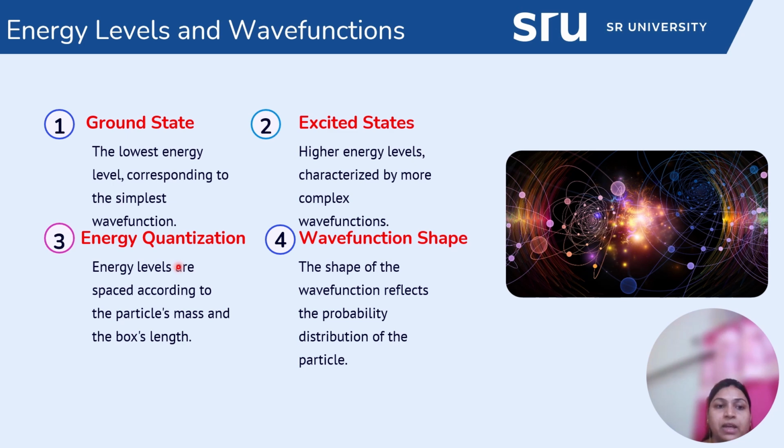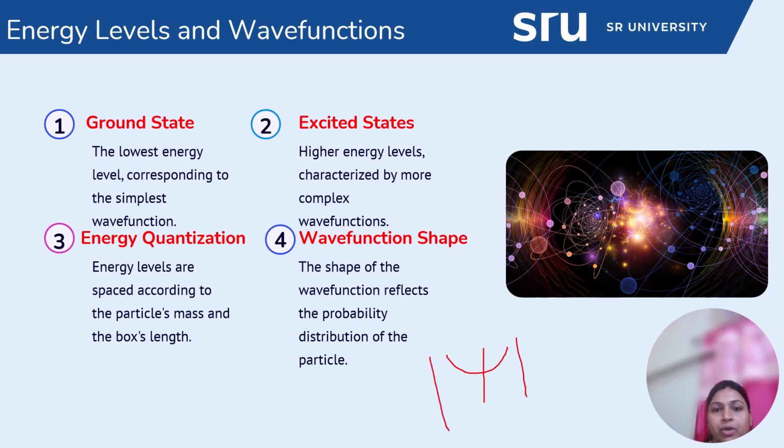We will find the energy of the ground state and excited states of a particle in a box, and the wave function shape. The wave function, as we said, is just a mathematical description. It is usually written as psi, a mathematical function that contains all information about the particle's state. The square of the wave function gives us the probability density, that is, the modulus of psi squared.